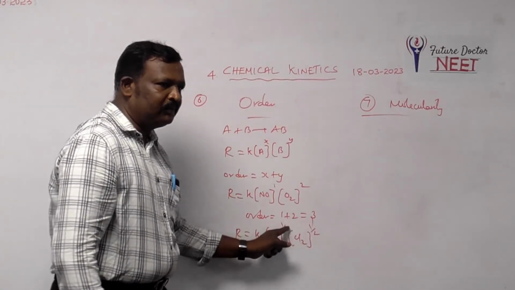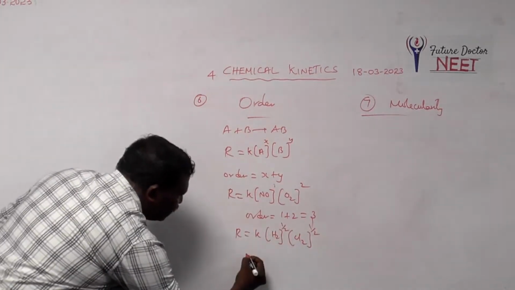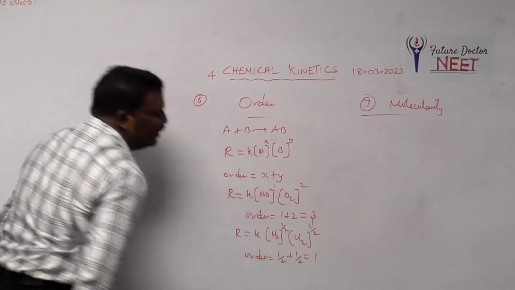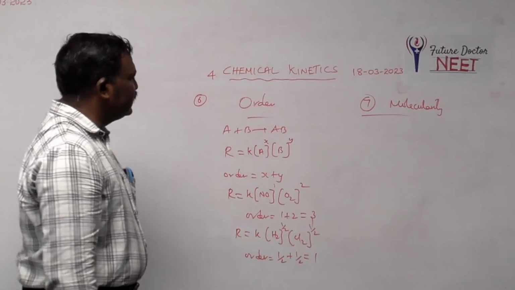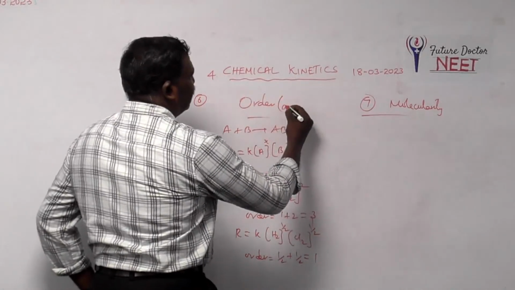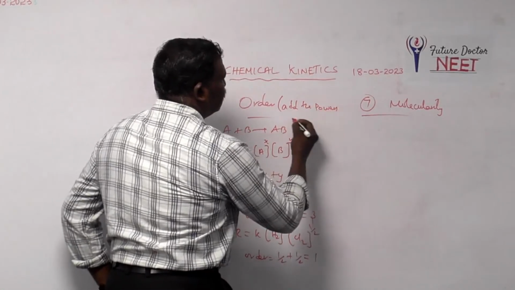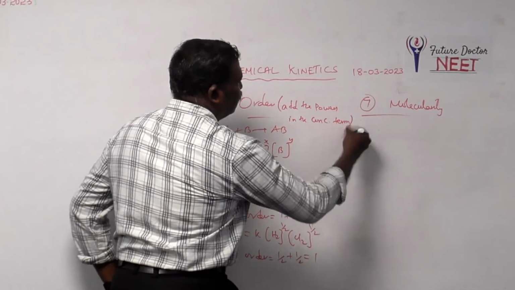Half plus half, 1. Are you following? Okay, just write the definitions. If you know this, you can easily understand the definition. Order means add the powers. Simply remember: add the powers in the concentration term. You following?